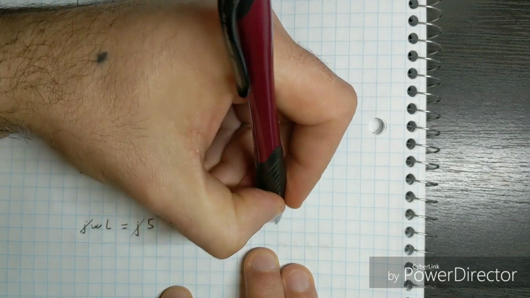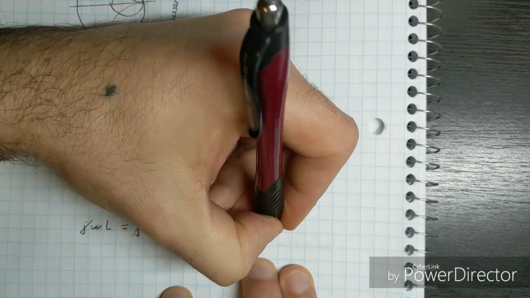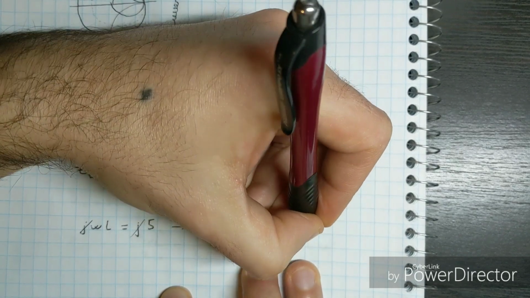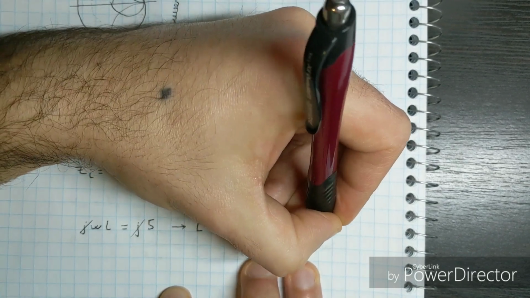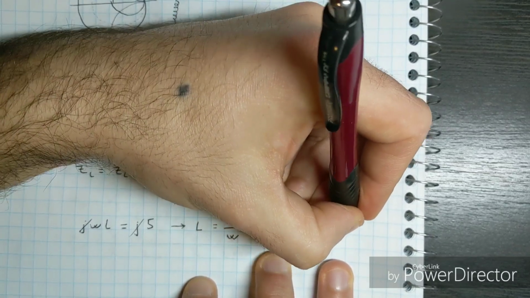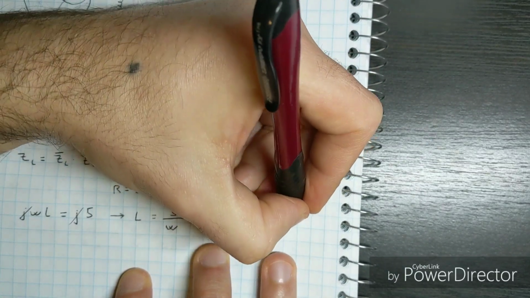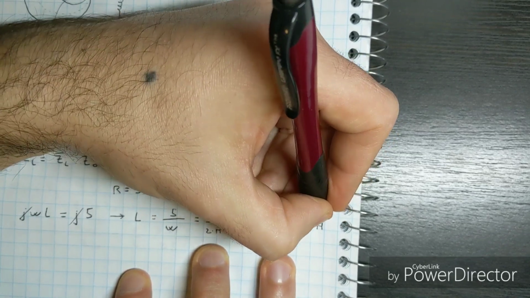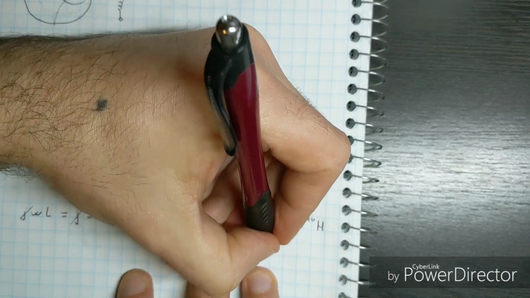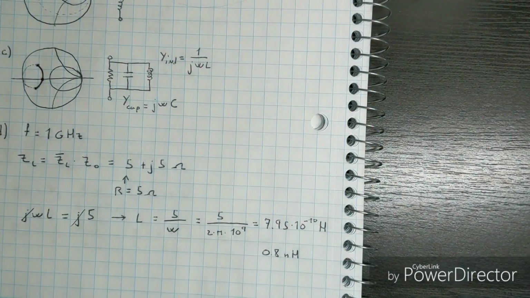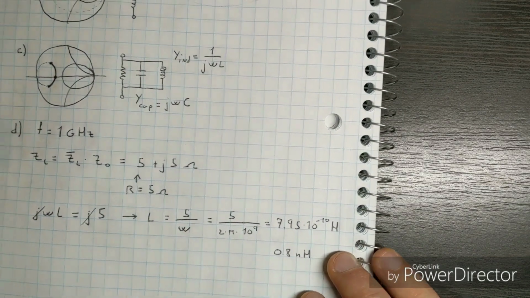So that's going to be equal to 5 over 2 times pi times 1 gigahertz, 10 to the 9. That's going to give us a value of 7.95 times 10 to the minus 10 henries, or we can give it as 0.8 nanohenries. All right, so that's problem 2.